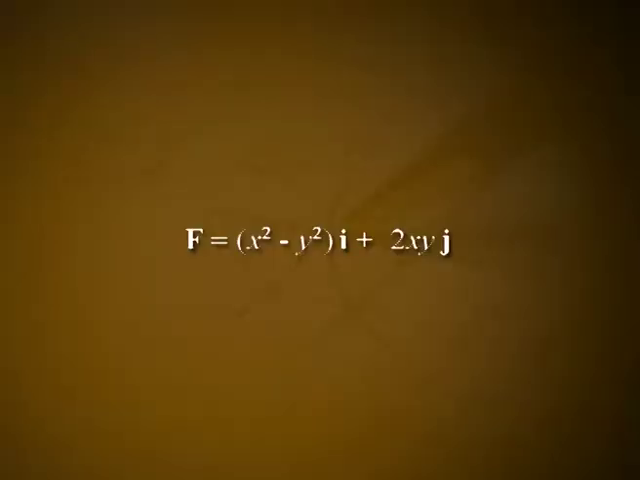Example 1. Verify Stokes theorem for F = (x² - y²)i + 2xy j in the rectangular region in the xy plane. The vertices of the rectangle are given by (0,0), (a,0), (0,b) and (a,b). Solution. Here the bounded surface S is the rectangle R given by 0 ≤ x ≤ a, 0 ≤ y ≤ b.